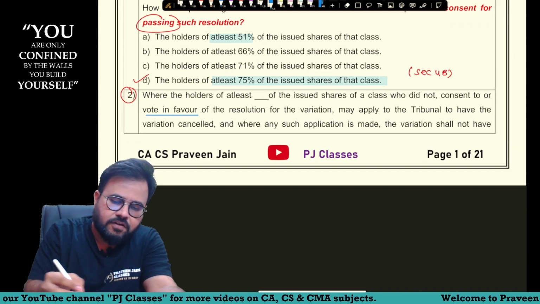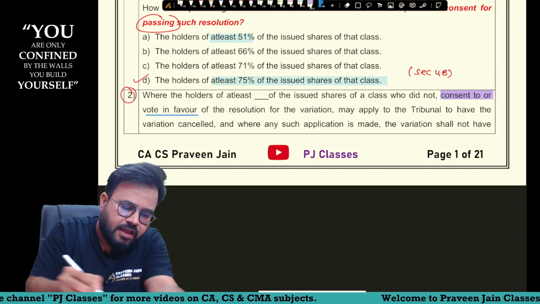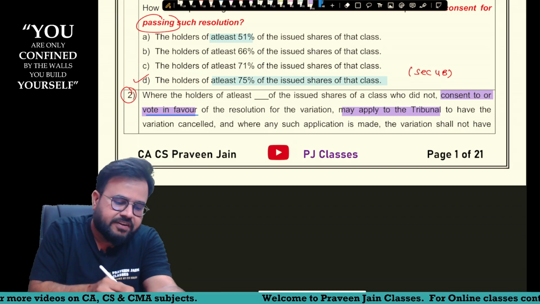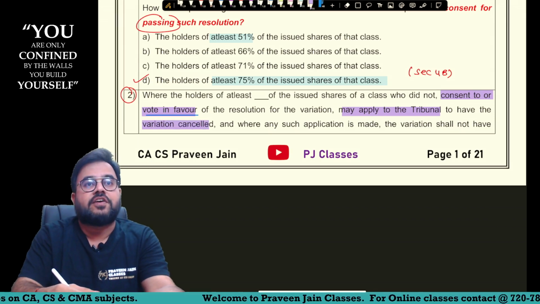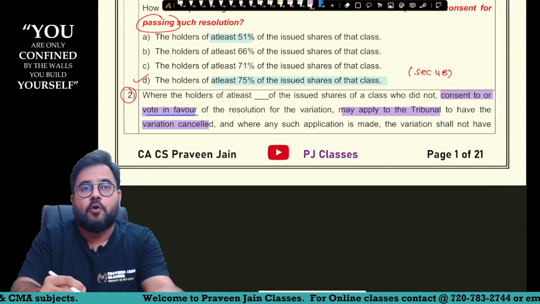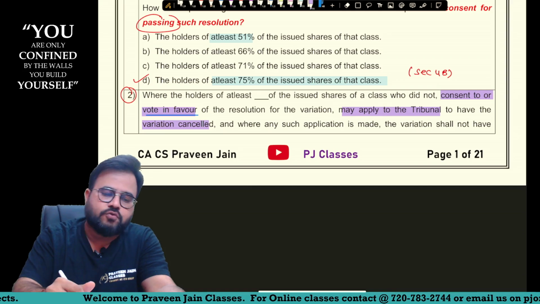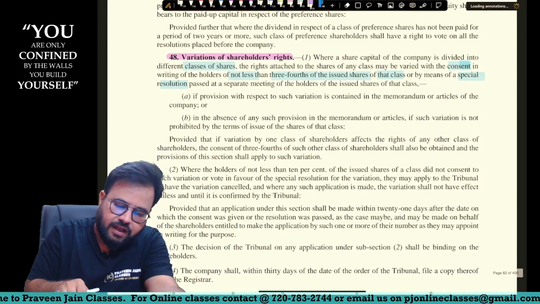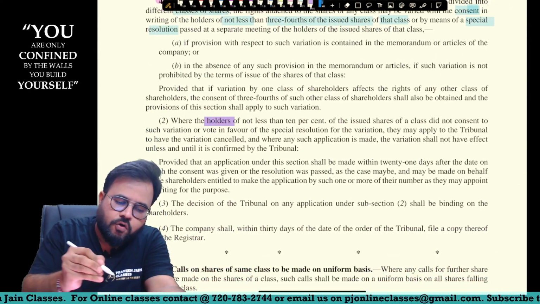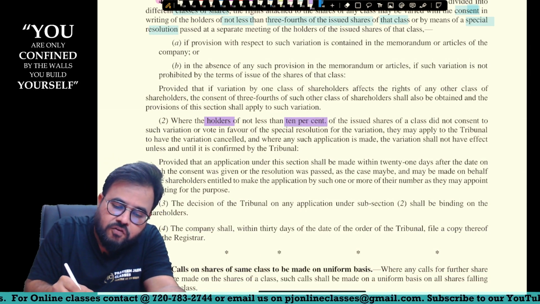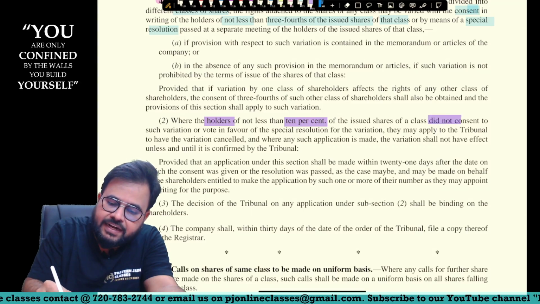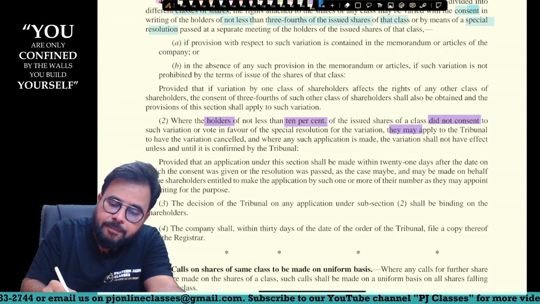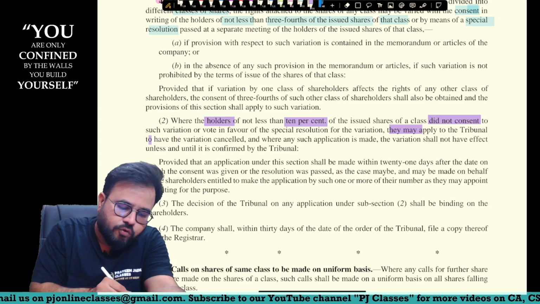The dash percentage of people who did not consent in favor may apply to whom? The Tribunal, to have the variation cancelled. In other words, they want this variation to be cancelled. How much percentage of the members has to agree for that? If we see section 48, we will find this answer. Subsection 2: where the holders of not less than 10% of the issued shares of a class did not consent to such variation or vote in favor of the special resolution, they may apply to the Tribunal to have the variation cancelled.